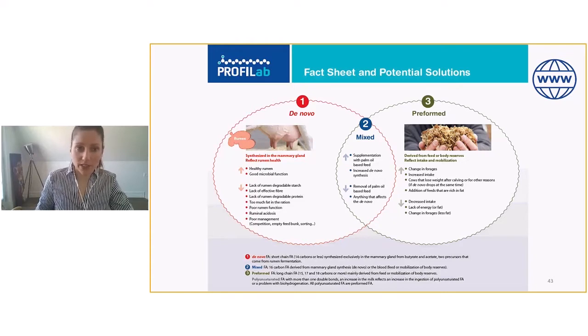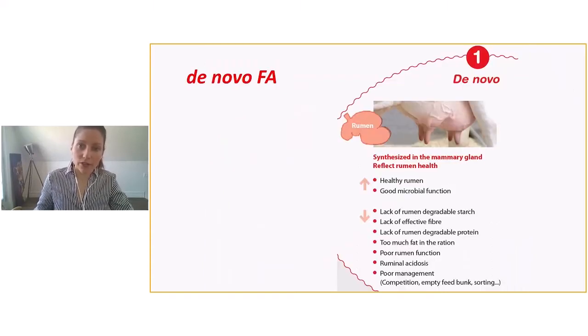So the first one is the Denovo. Denovo are synthesized in the mammary gland and they do reflect rumen health. So if we optimize the way that the rumen works, we might optimize Denovo fat production, which is our goal really. If the Denovo are high compared to the average, we can understand that the rumen is healthy and that there's good microbial function. So the rumen bugs are working really hard at it.